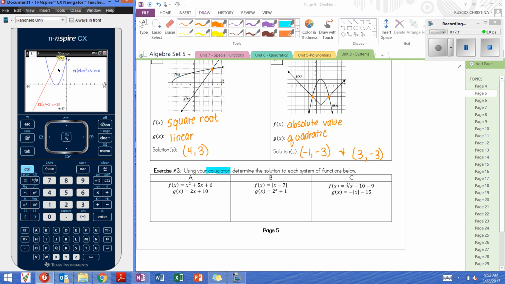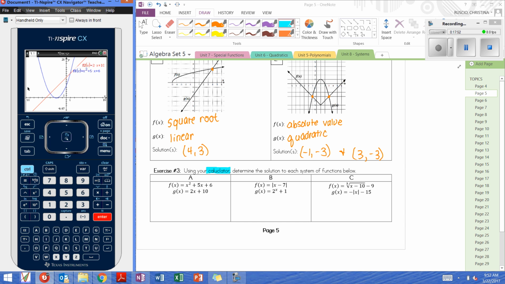So what we want to do is change our scale. This number is a lot easier for me to change, so I'm just going to double click that and hit tab a couple times to jump up to the 6.67. And let's try 20. Perfect. So now I see the 2 points of intersection.